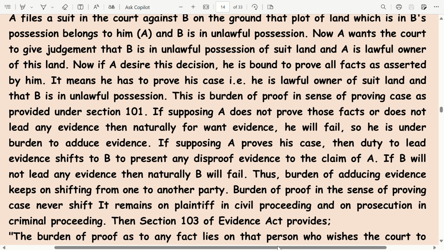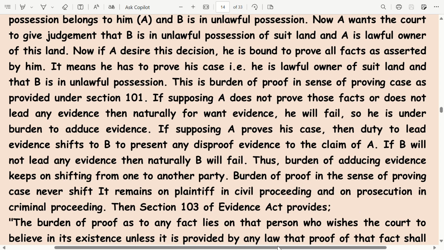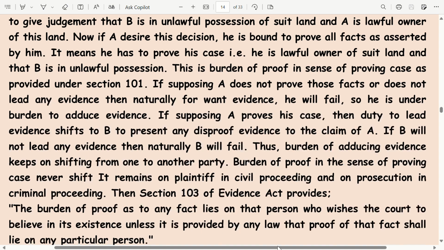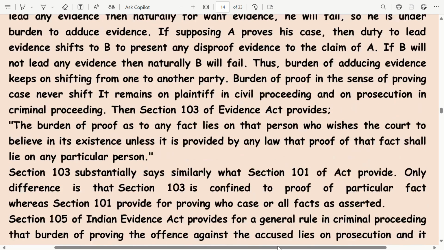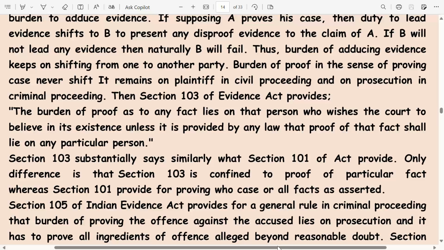And then Section 103 of the Evidence Act provides that the burden of proof as to any fact lies on that person who wishes the court to believe in its existence, unless it is provided by any law that proof of the fact shall lie on any particular person. Section 103 substantially says similarly what Section 101 of the Act provides. The only difference is that Section 103 is confined to proof of a particular fact, whereas Section 101 provides for proving the whole case or all facts asserted.